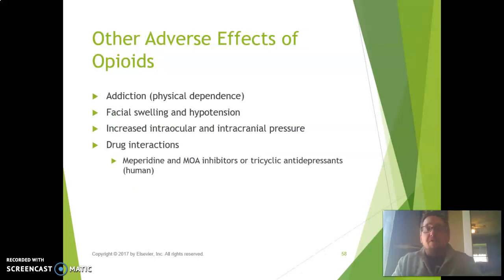Alright, so other adverse effects, obviously addiction, that really comes down to us as people and making sure that we keep these drugs safe and away from people that might have physical dependence from these drugs. On rare occasions we can have an anaphylactic reaction with facial swelling and hypotension, although that is very rare and I've never actually seen that. In certain cases, maybe with head trauma, a doctor may avoid using these drugs because of intraocular and intracranial pressure. And there are certain drugs, usually in the realm of antidepressants, that we need to make sure an animal's not on before we start giving opioids.